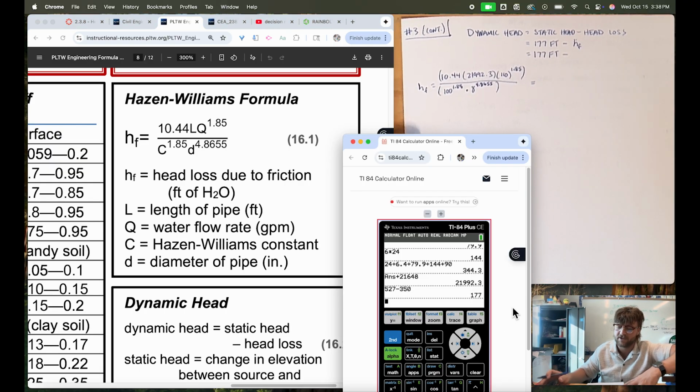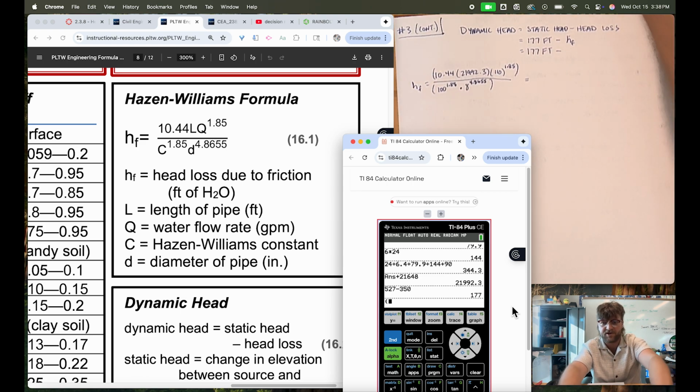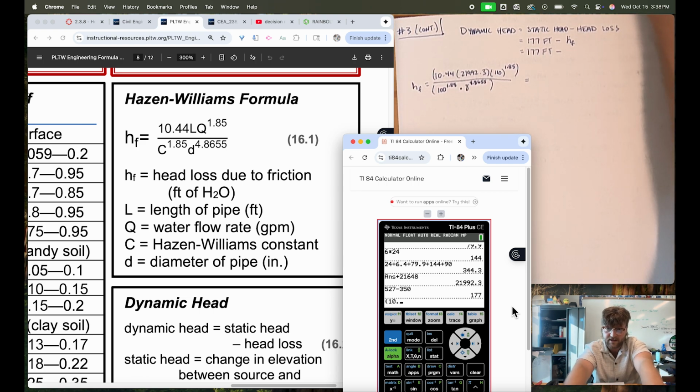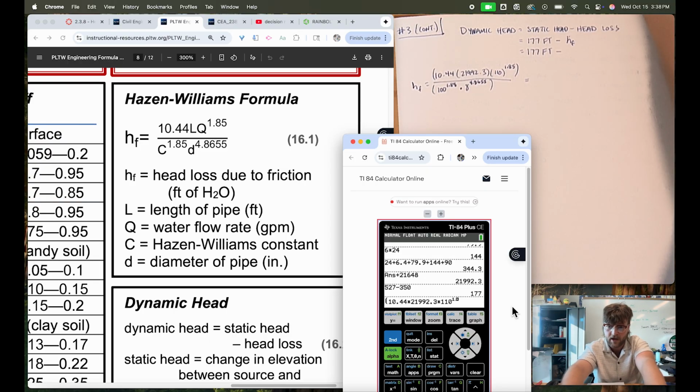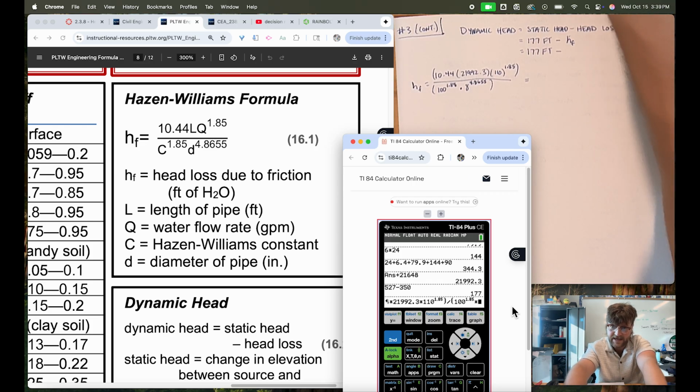And so now we can punch this into our calculator. I'm going to press Shift 9. It's going to bring up the big parenthesis there, 10.44 times 21992.3 times 110. Remember, if I press Shift 6, that's going to allow me to put in the exponent. We're going to raise that to the 1.85. We've got to press right on the keypad. Then we're going to put in the big parenthesis again, divided by big parenthesis again, 100, Shift 6 to get to the exponent, 1.85. Press the right key to get out of that exponent, times 8 raised to the 4.8655 power.